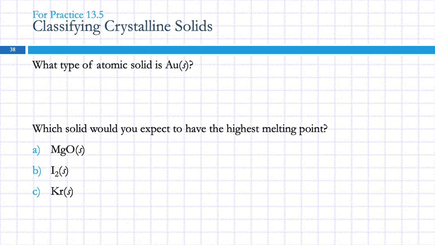What type of atomic solid is Au? Metallic, because it's a metal, right? So some of the questions on tests seem too easy, and they actually just are easy, right? This one's a little trickier. Which solid would you expect to have the highest melting point?